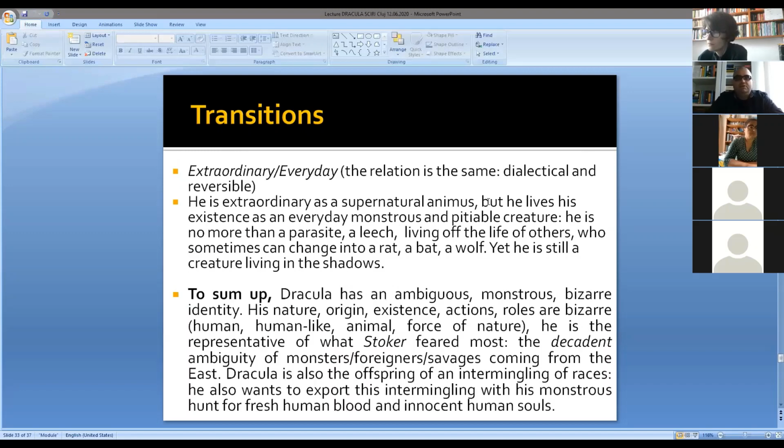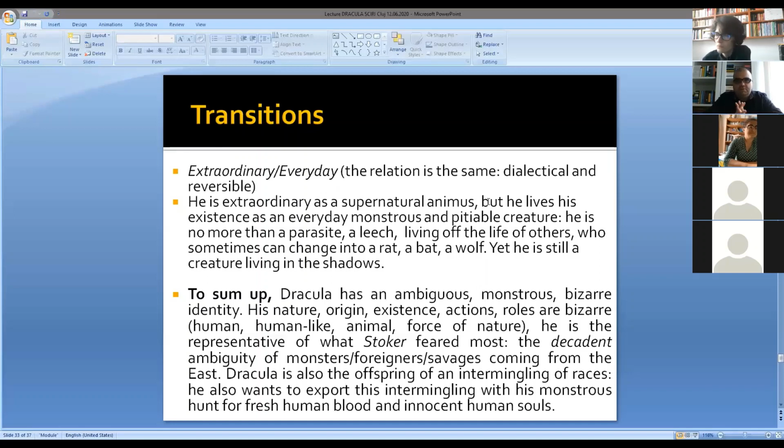The third transition would be the one from extraordinary to everyday, which is already implied in what I have been presenting here. The relation is the same, dialectical and irreversible. He is an extraordinarily supernatural spirit, but he lives his existence as an everyday monstrous and pitiable creature. He is no more than a parasite, a leech. He lives off the life of others, and he sometimes can change into a rat, a bat, a wolf. Yet he is still a creature living in the shadows.